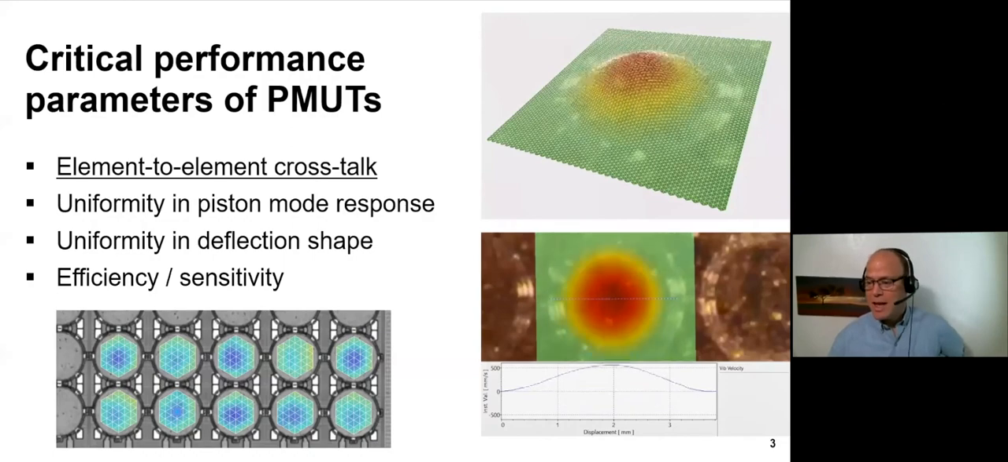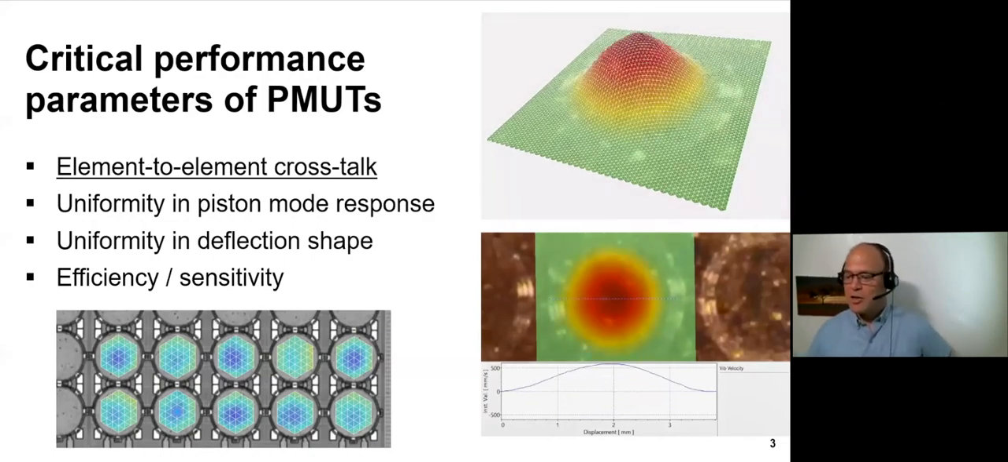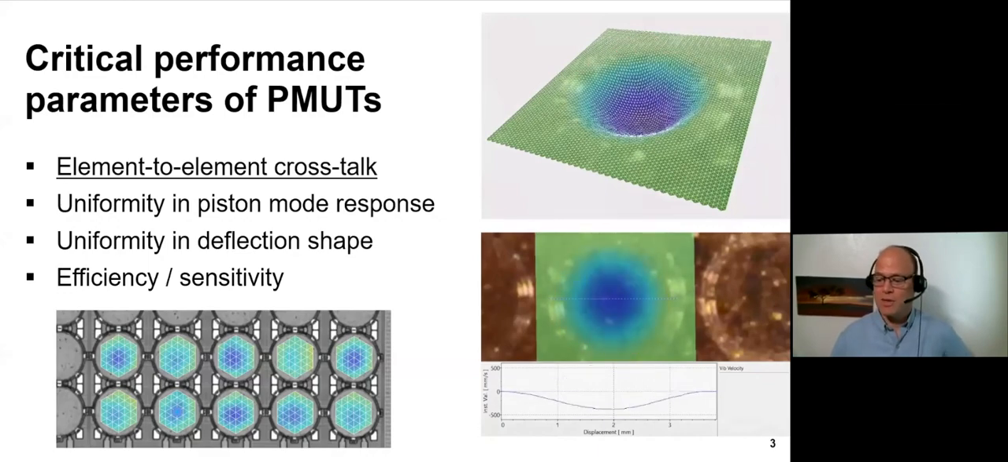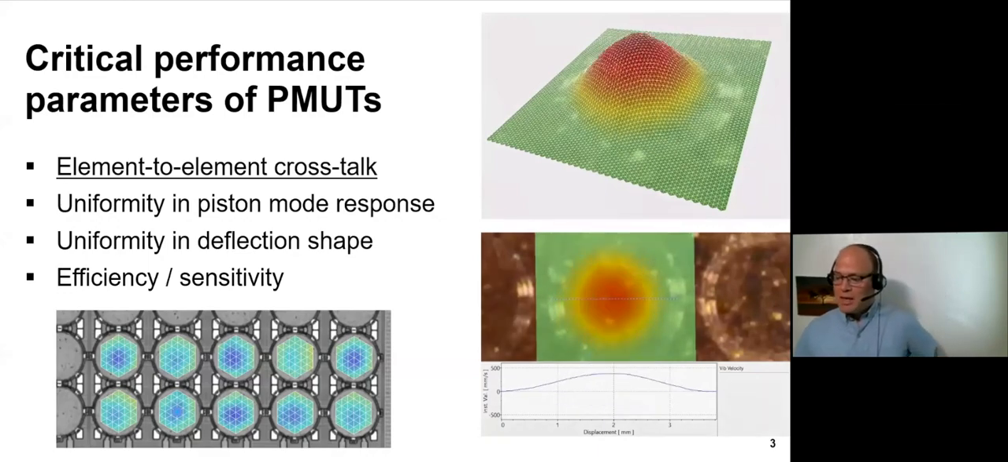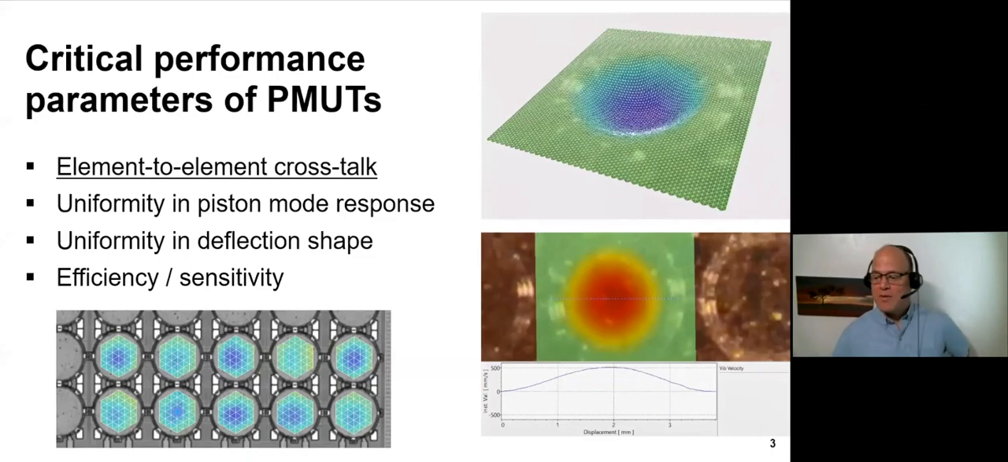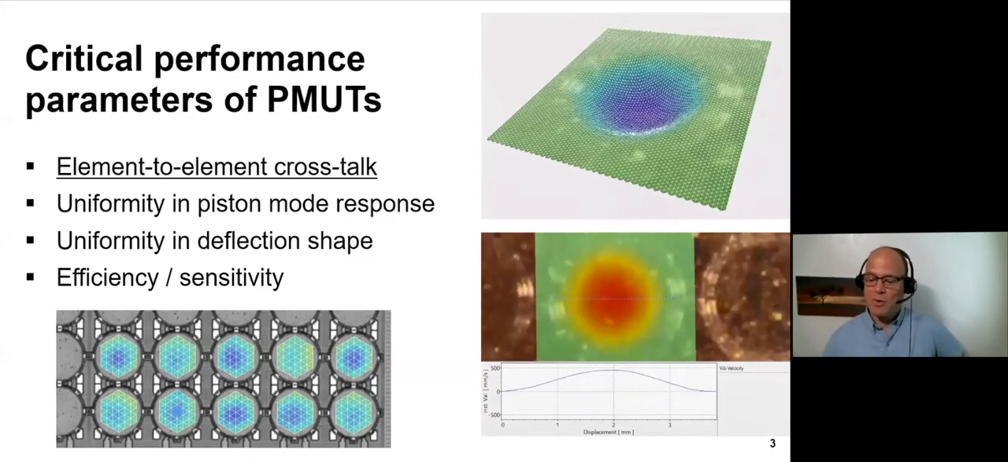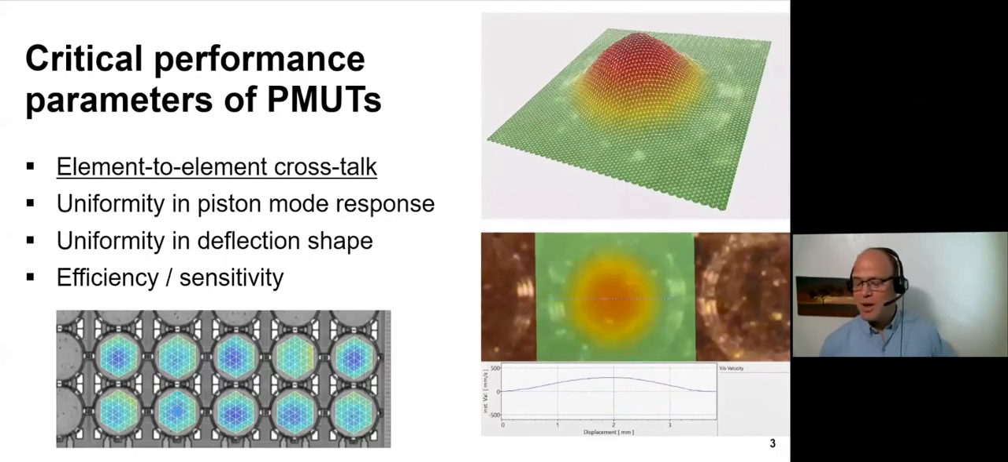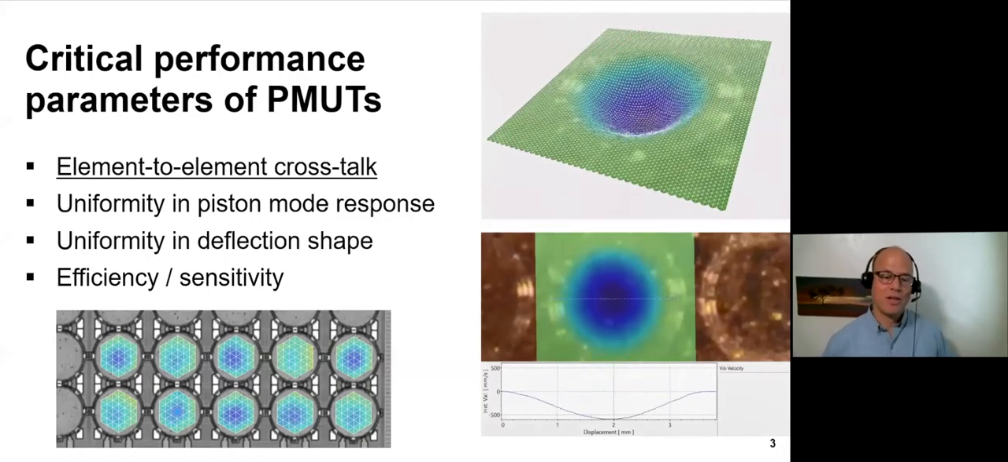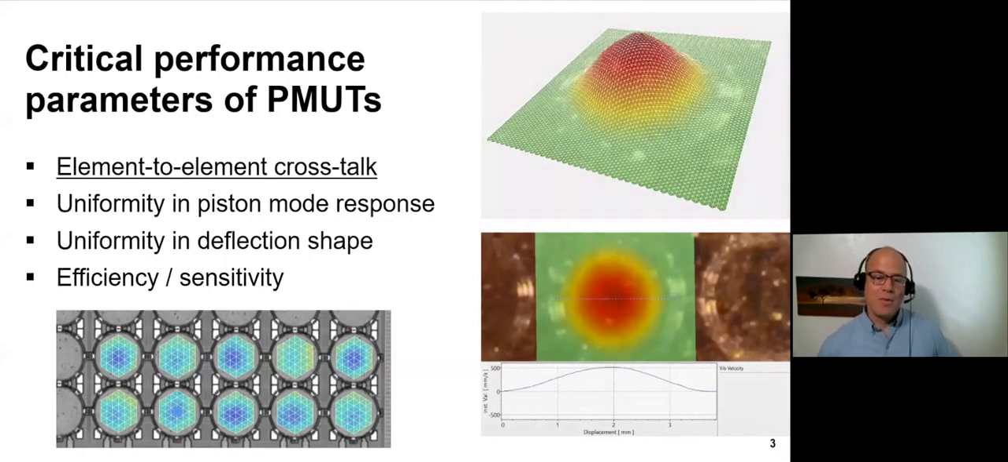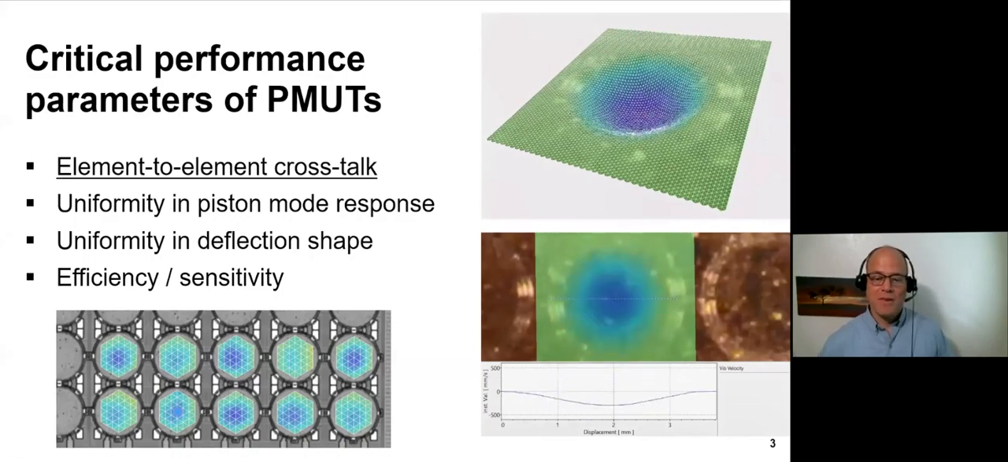As you can see in the animations on the right, we measure displacement at one location and also across an entire grid of points. Measuring amplitudes in the nanometer or even picometer range is not a problem, and we reference the response to the applied voltage. The critical performance parameters typically are element-to-element crosstalk, uniformity in piston mode response, uniformity in deflection shape, and efficiency, as well as sensitivity.